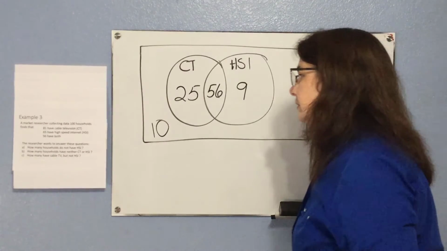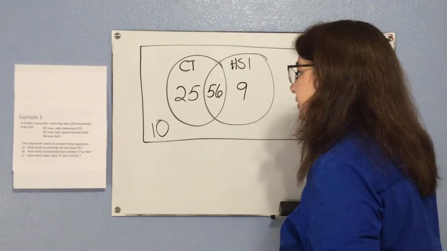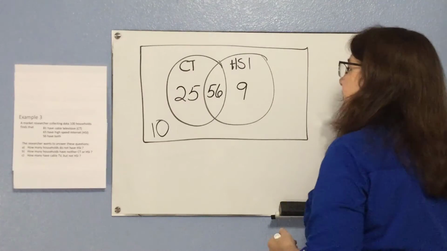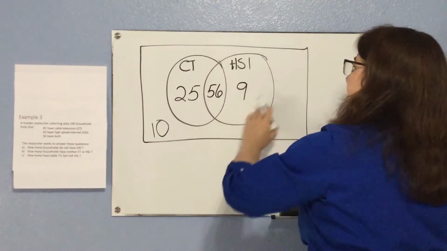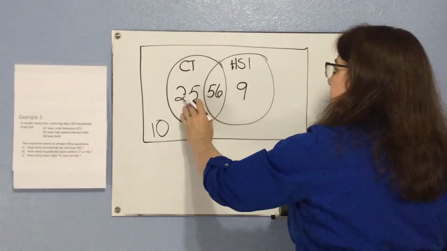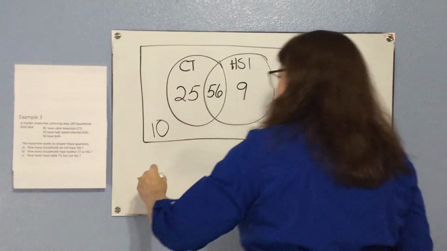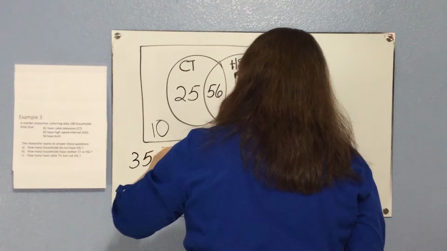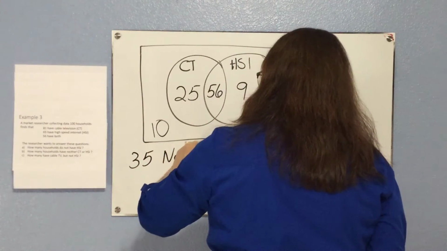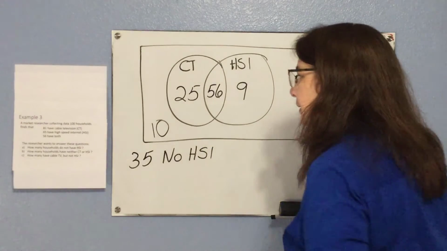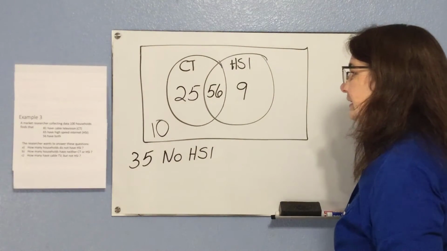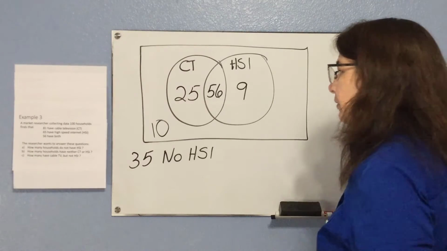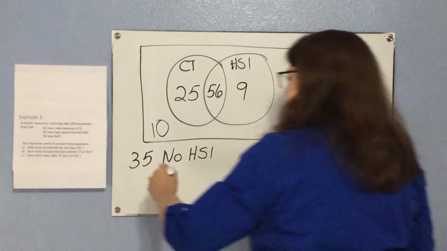The researcher wants to know the answer to these questions. How many households do not have high-speed internet? Well, all of these do, so it would be just the 25 and the 10. So a total of 35 have no high-speed internet. How many households have neither cable television or high-speed internet? Well, we already figured that out. It's 10.